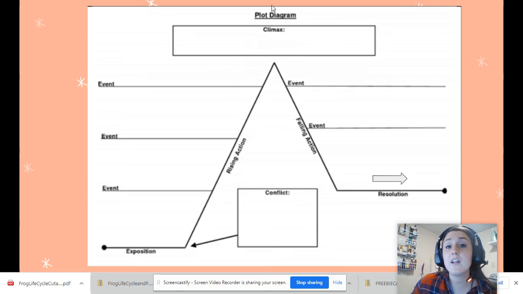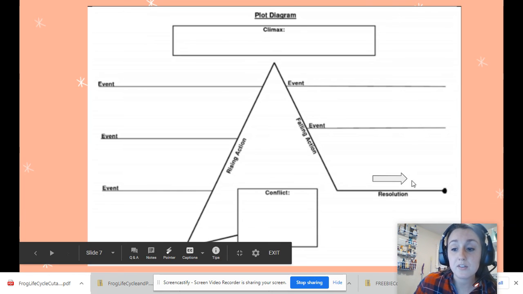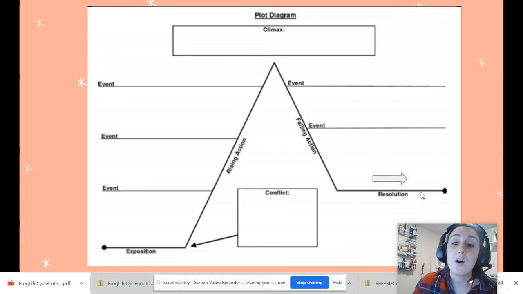Then we've got that very top of the roller coaster or that mountain, where sometimes it can get a little scary: that climax, where the problem is very significant to our characters right now. Then it's starting to go down, our falling action. Those one or two events are where our characters are solving those problems and starting to notice how it can be fixed. And then it's all smooth at the end. You're at the ground with our resolution, or how our problem was solved.